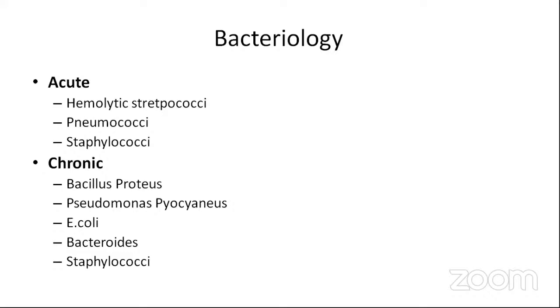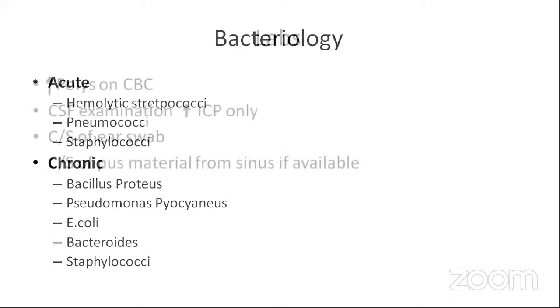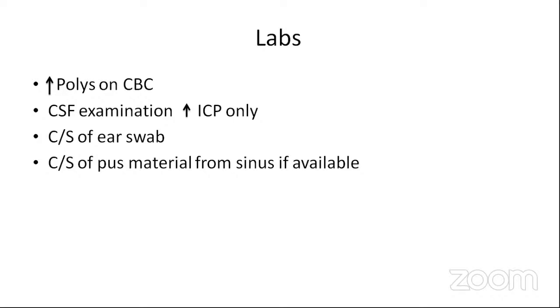Whereas in chronic cases, it is Bacillus proteus, Pseudomonas, E. coli, Staphylococcus, anaerobic and gram-negative organisms. When you examine the blood, there will be increased polymorphs on the complete blood count. CSF examination will show increased intracranial pressure. You should go for culture and sensitivity of the ear swab and of the pus material from the sinus, if available.